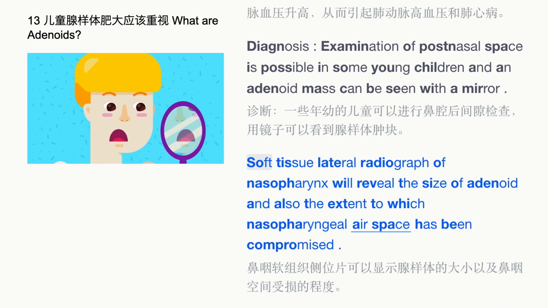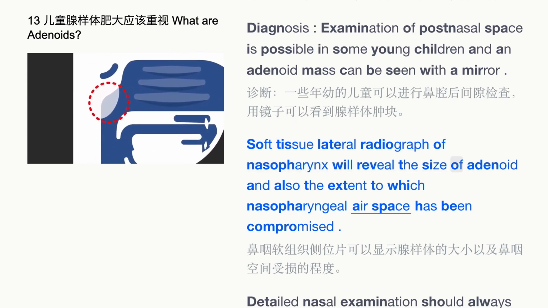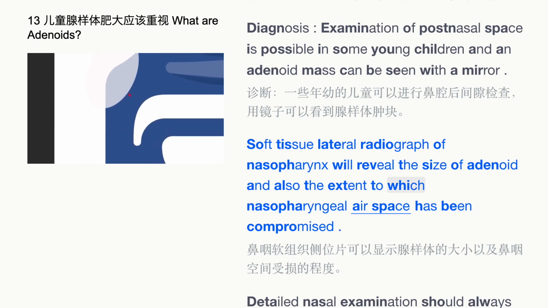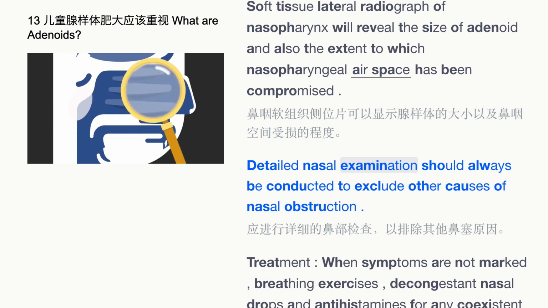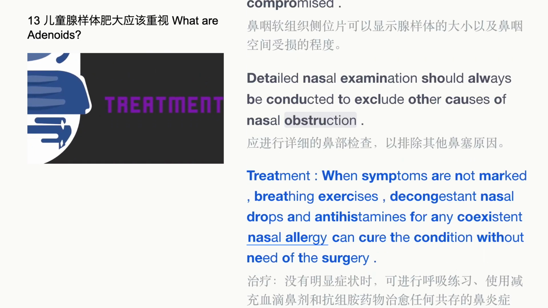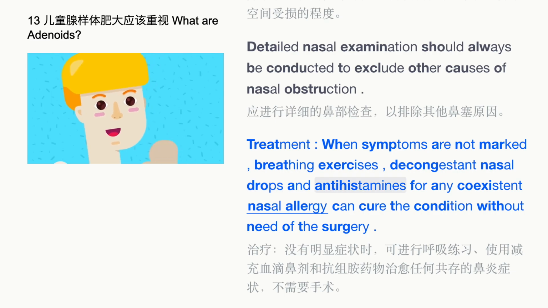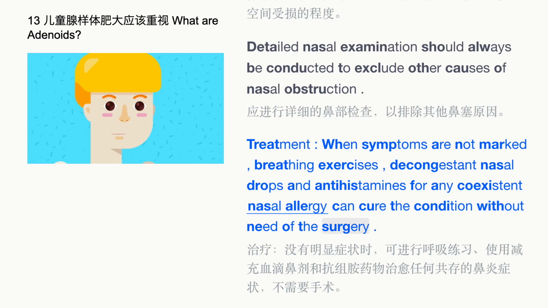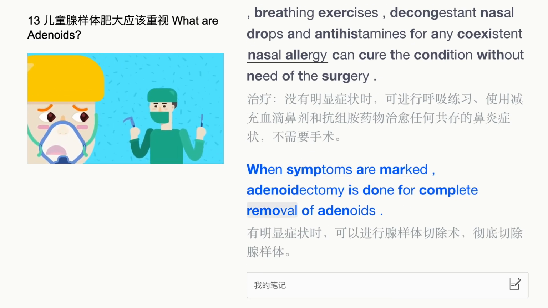A soft tissue lateral radiograph of the nasopharynx will reveal the size of the adenoid and also the extent to which the nasopharyngeal airspace has been compromised. Detailed nasal examination should always be conducted to exclude other causes of nasal obstruction. Treatment. When symptoms are not marked, breathing exercises, decongestant nasal drops, and antihistamines for any coexistent nasal allergy can cure the condition without need of surgery. When symptoms are marked, adenoidectomy is done for complete removal of adenoids.